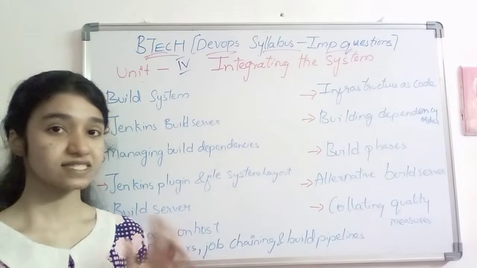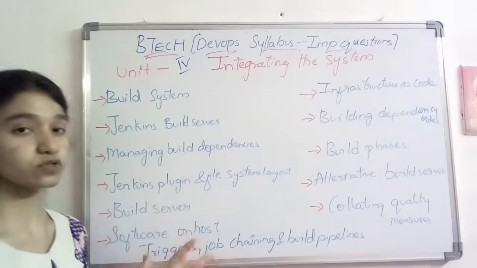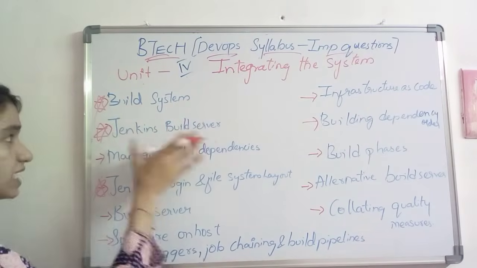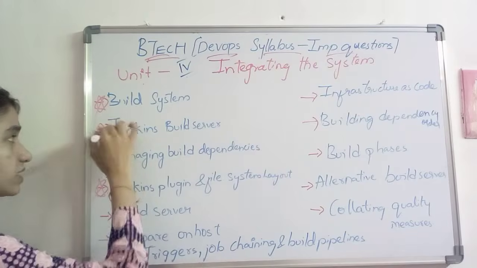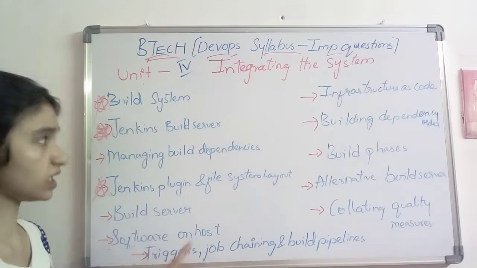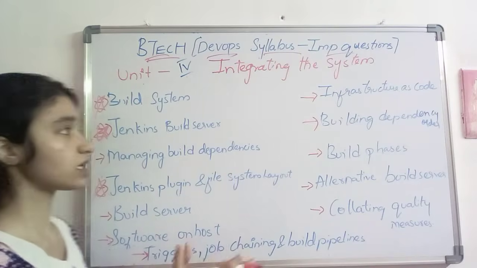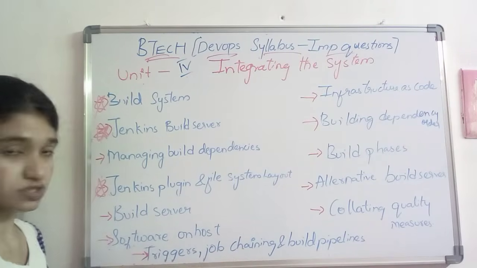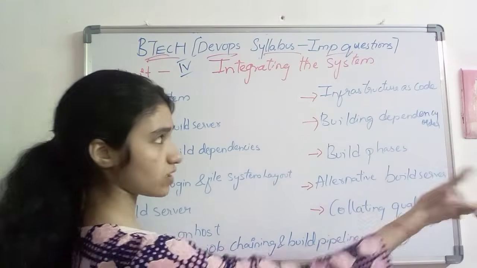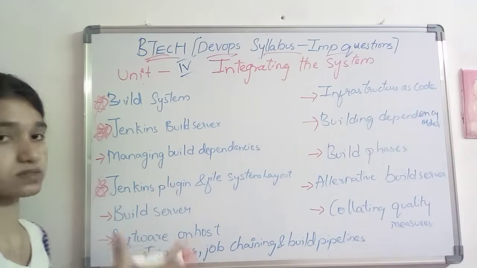Okay. So let's see the fourth unit, integrating the system. In this unit, the most important topics that you have to cover are build systems and the Jenkins build server. Why is it important? This is very much important in this entire unit. Probably you will get a question like what is Jenkins? Explain what is Jenkins and what is a Jenkins plugin, and build dependency orders, like that. Okay, because in previous year papers we saw some questions like that.